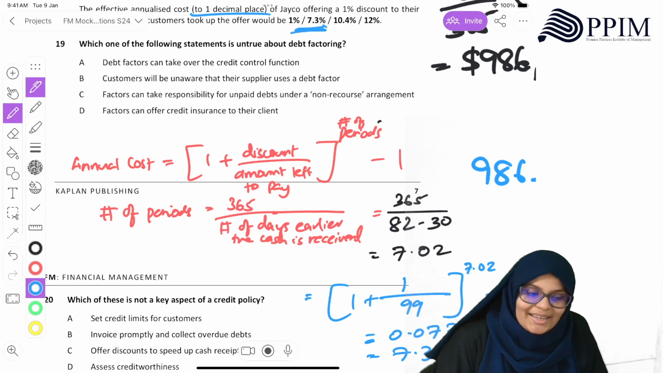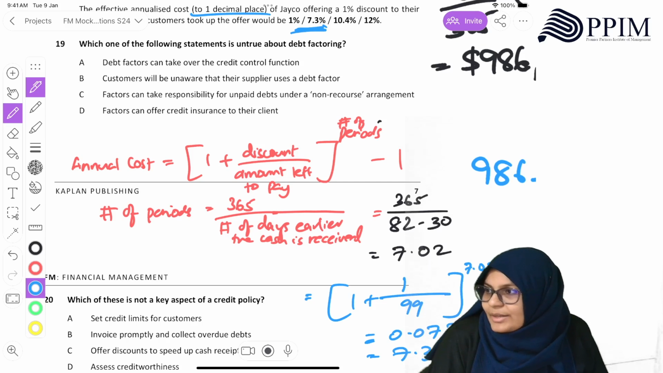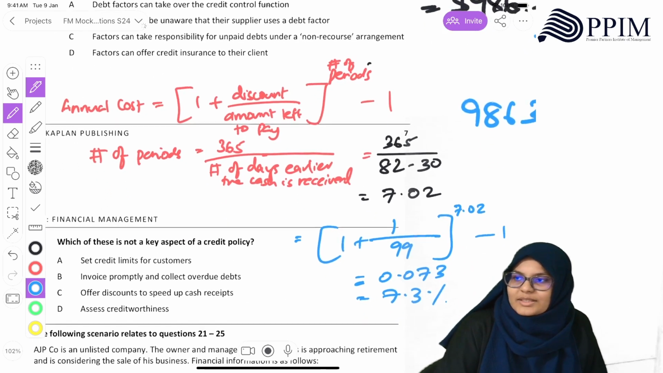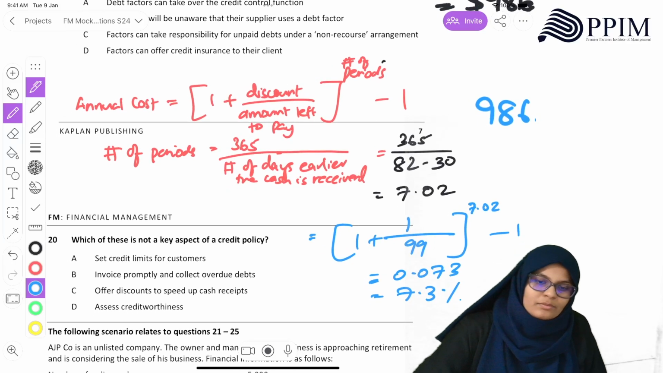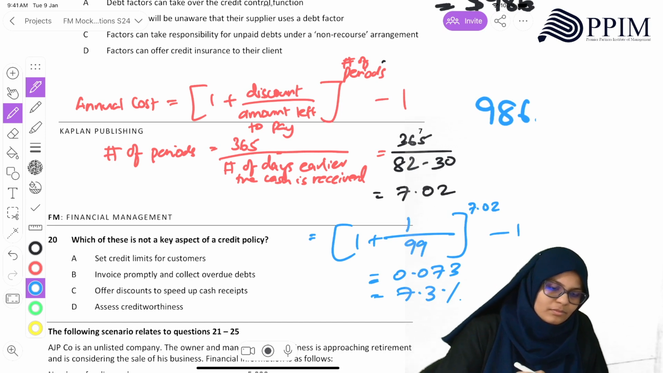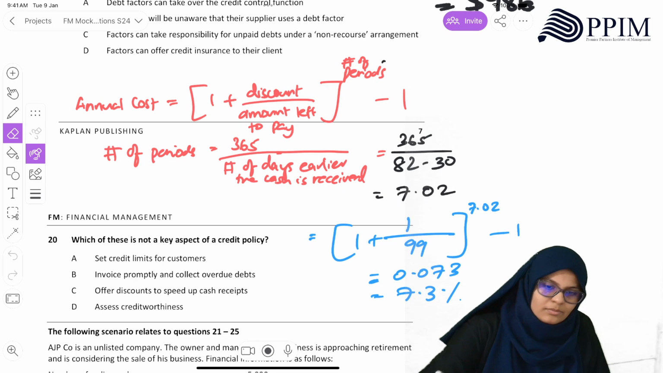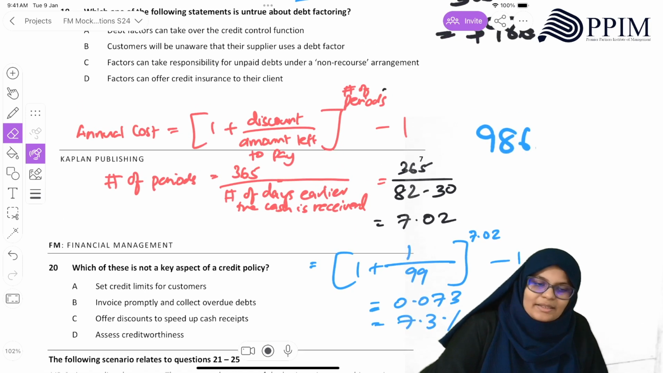Okay. So the key here is that they told me everybody took up the discount. If they didn't tell me that, it wouldn't have been as easy. Okay. You can take it down because I think most of you didn't get this. This is the 18th one. Okay.